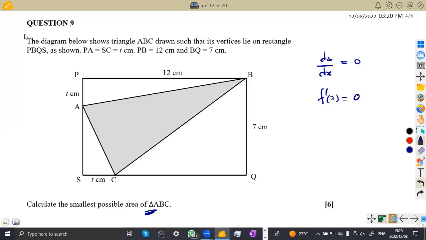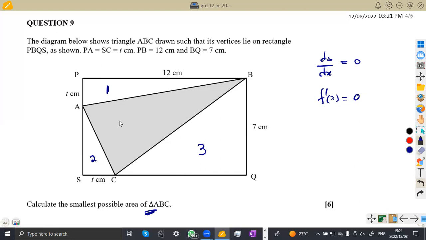So here, we need to find an expression for the area of the triangle ABC. Take note, this is your triangle ABC, which is the shaded region. So what can we do to find the area of this triangle? We can note that there is a rectangle, which is the bigger shape, and the smaller triangles: APB, ASC, and BQC. These are the three triangles that we have. If we remove these triangles from the rectangle, we remain with the triangle ABC.